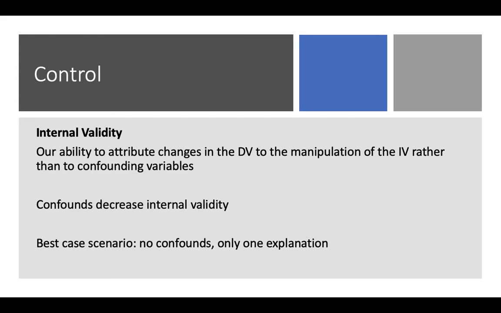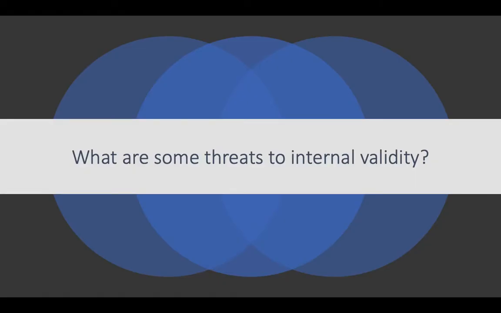So, internal validity is the extent to which the results of an experiment can be attributed to the manipulation of the independent variable rather than to some confounding variables. So, confounds decrease internal validity. The best case scenario that we always aim for is that we have no confounds, so there's only one explanation for our findings. To do so, we need to be aware of some threats to internal validity.